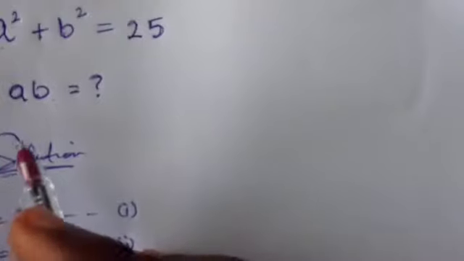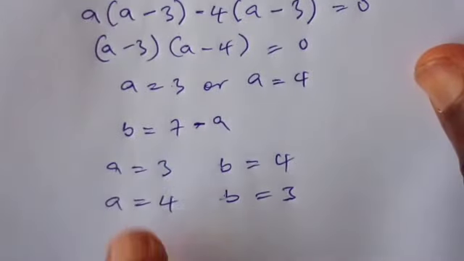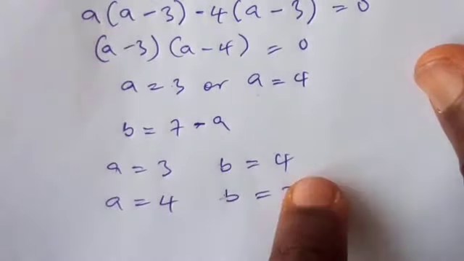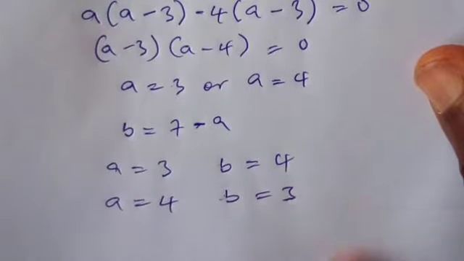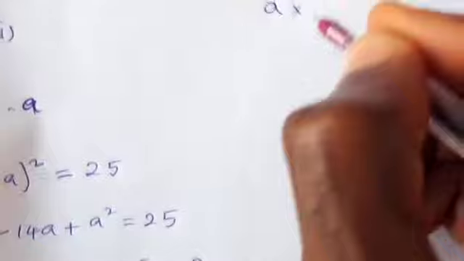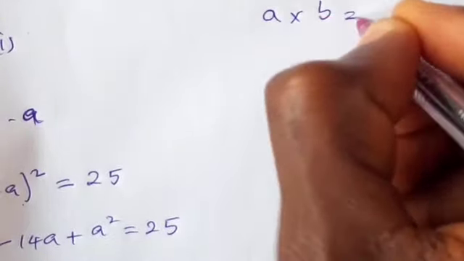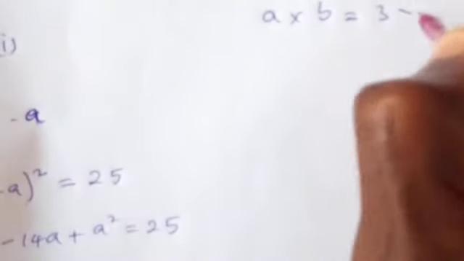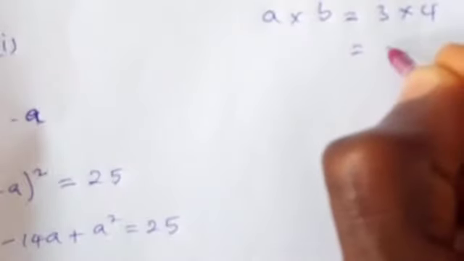We want to find the value of a times b. From this we have when a is equal to 3, b is equal to 4. When a is equal to 4, b is equal to 3. Therefore a times b will be equal to 3 times 4, which is equal to 12.